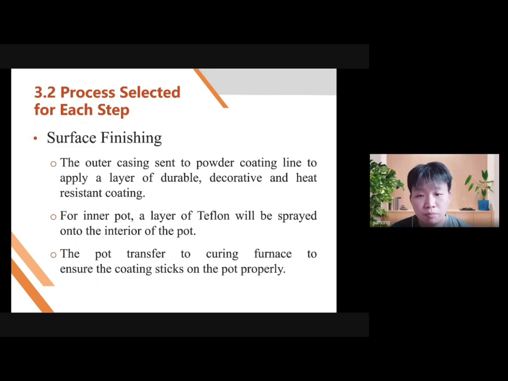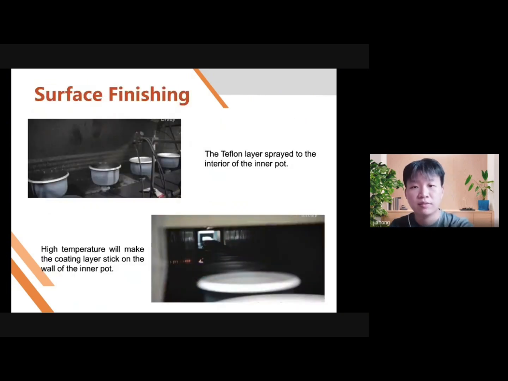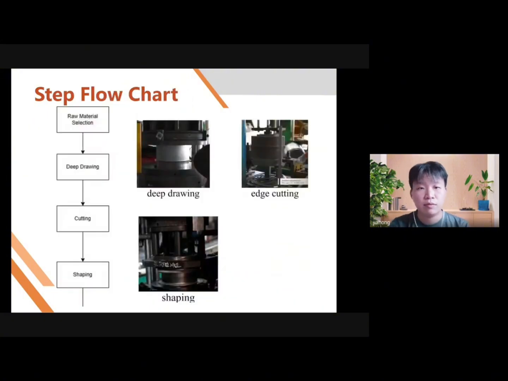So the high temperature will bake the coating and bond the layer of the coating to the pot. So last one, here's the surface finishing process. We can see that we have a spray gun to spray the coating powder to the inner pot. And next, we see about the step flowchart.